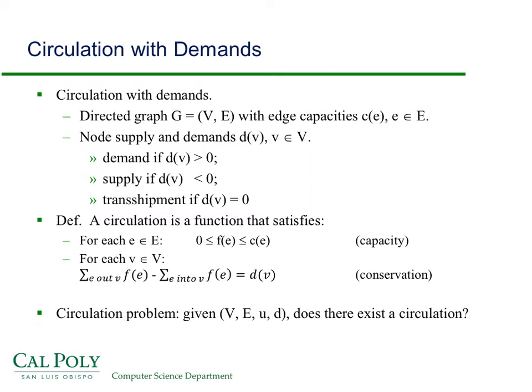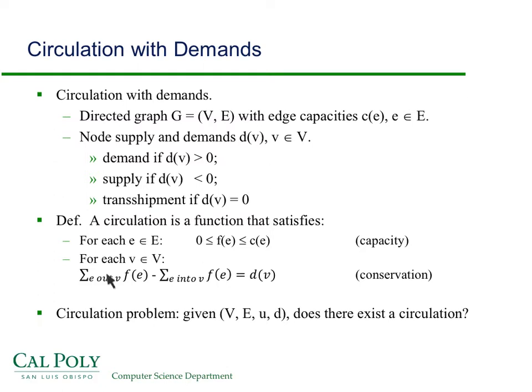So what is a circulation? It's a function that satisfies the following. That satisfies typically the capacity conditions that we've talked about in the other models, and with this additional condition that the amount out of the vertex minus the amount into the vertex equals D of V.